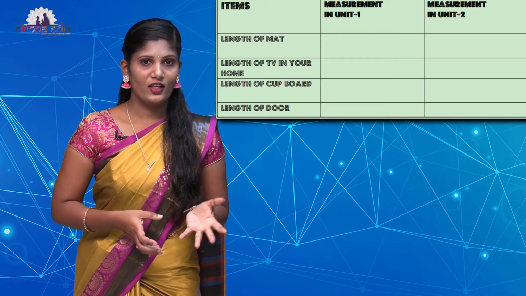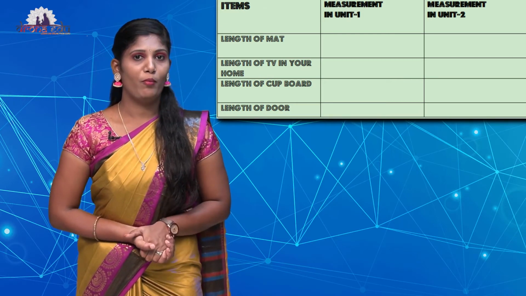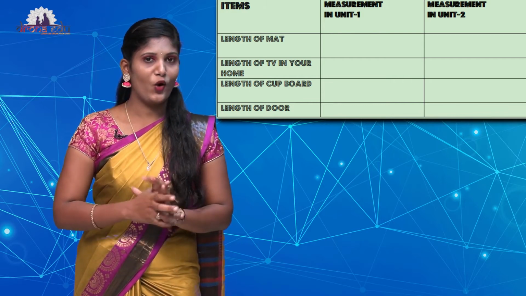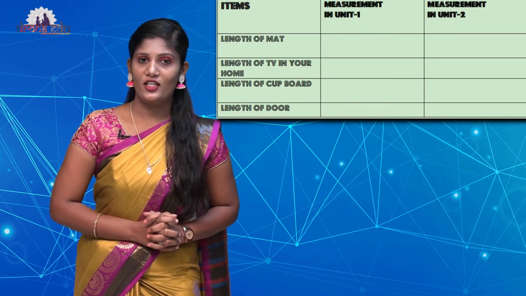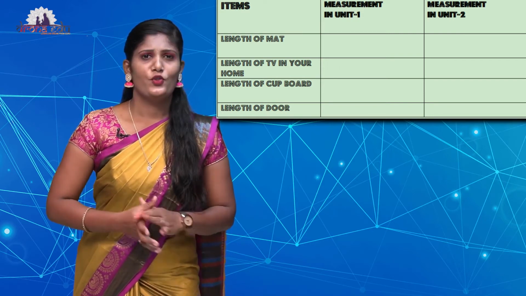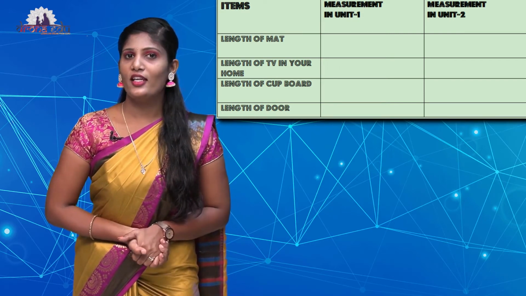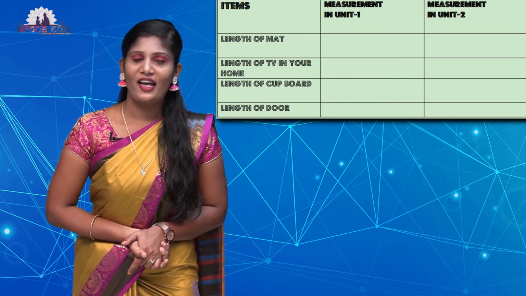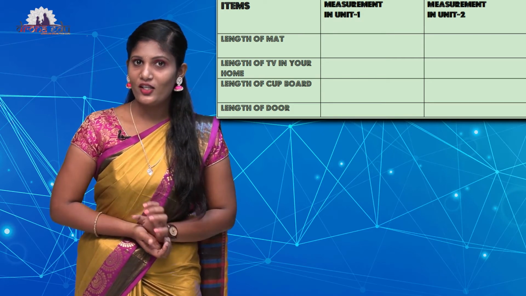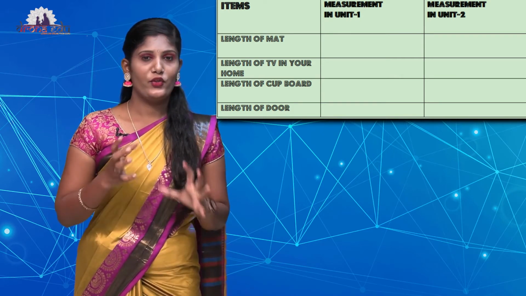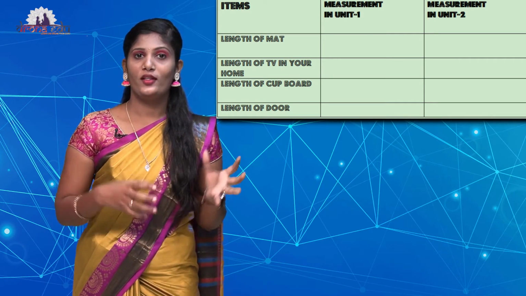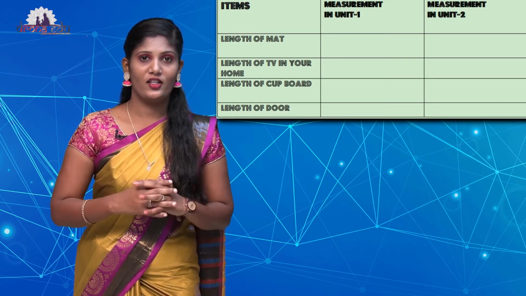So the third one is length of cupboard, right? So cupboard will be in everyone's house. You have to measure it. And the last thing is length of door. So children, is there a door in your house? Of course it will be, right? So now you have to measure your door and you have to compare these measurements with both units, right?